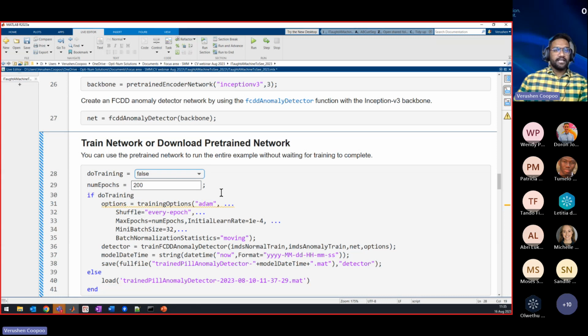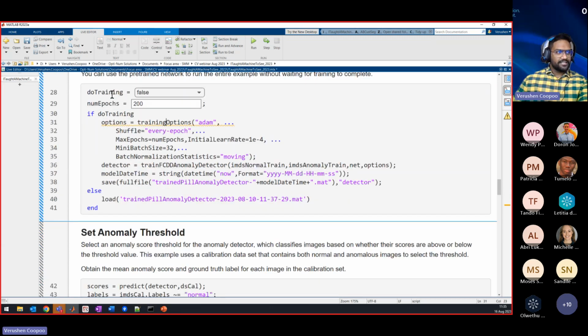These items are called live controls, and they really allow the live script to become even more alive and more interactive. We can see here that we can change the number of epochs for training. We can specify whether the training should be done or whether it should be skipped. In our case, it's going to be skipped. There are several other live controls like buttons, drop downs, and numeric sliders and spinners. Since the training is set to false, I'm just going to load the network from a pre-existing mat file. You can see here that if we had done the training, these are the hyperparameters we would have chosen, and this would have trained our FCDD anomaly detector.